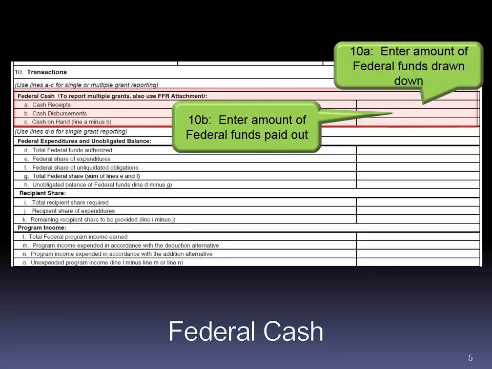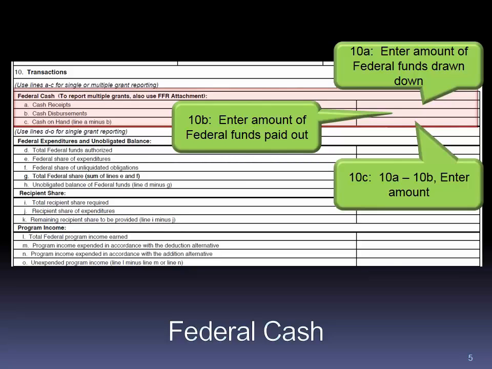10B, you're going to enter the amount of federal funds paid out. For cash-based accounting, A is going to equal B. For accrual-based accounting, B is usually greater than A. 10C, you're going to enter the amount when you take 10A and subtract 10B. For cash-based accounting, C should equal 0. For accrual-based accounting, it'll usually be a negative number representing the amount of money owed to grantees, which are funds that are expended but not yet reimbursed.